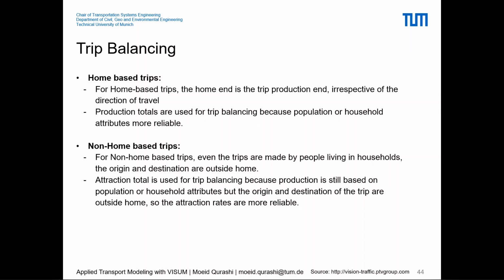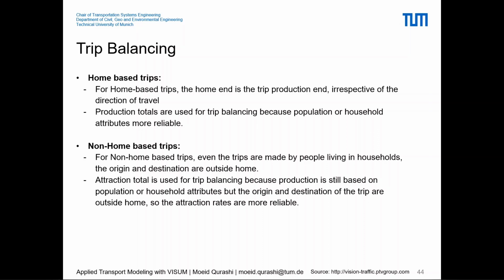Next would be the non-home based trips, and in the non-home based trips, even though these are people living in homes, the original destination is simply outside. And we should use the attraction total as the trip balancing. The reason for that is that although these are not home-based trips, we are still finding their production based on the population. So if you remember, the production function is a production rate multiplied by the population.